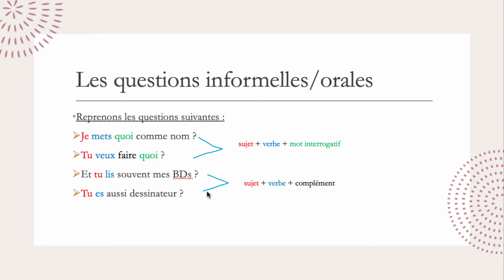Now, in the case that you don't need a mot interrogatif, like for instance, "tu lis mes BD," right? You don't need "you read what my cartoon," right? It doesn't really make sense in the sense that you don't need that interrogation word. In this case, you just go pretty simple with your subject followed by the verb and then followed by the rest of the sentence, or complément if we want to be fancy, right? Complément, it could be COD, COI, or just the rest of the sentence.